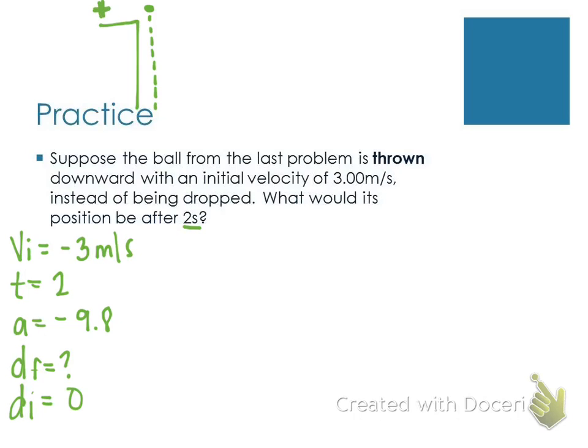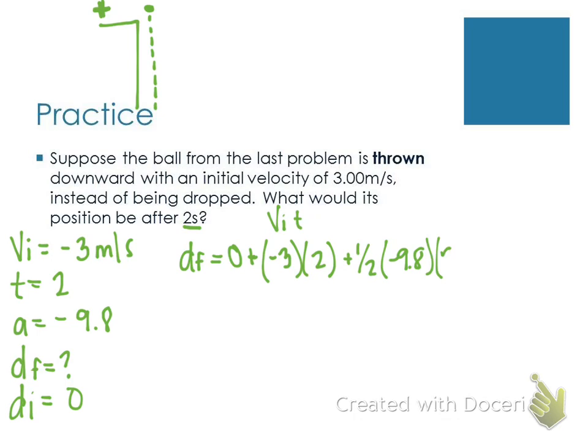Okay, what equation can we use? Same one we've been using, right? D sub f equals 0 plus, this time can our second term be 0? No, because we have an initial velocity. So we're going to take v sub i, which is negative 3, times time. Okay, so this is v sub i t plus 1/2 a t squared.